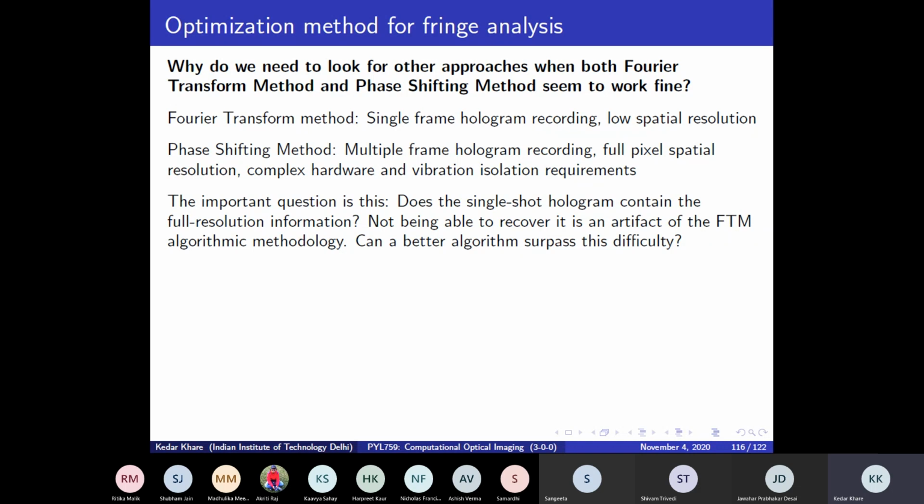So first of all, we need to know whether the information that we want to recover, the full resolution information, is there in the hologram itself. Not being able to recover it via the Fourier transform method means that there is some problem with the FTM methodology. It is not that the information is not there.